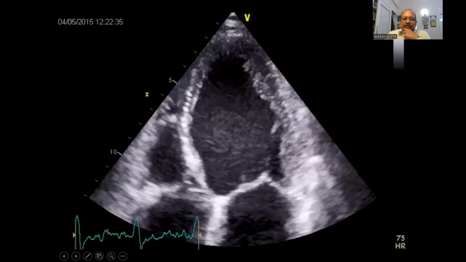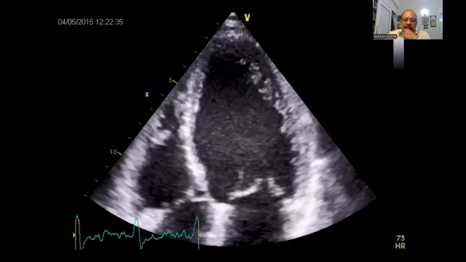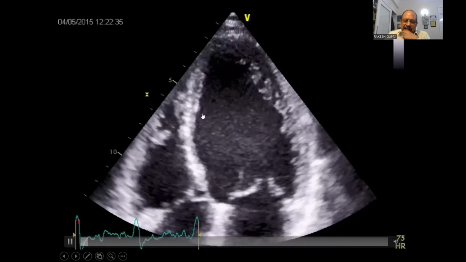Now look at this segment very carefully. It will keep on playing again and again. Till this part, this is mid, this is basal, septum. It is hyperechoic. Look at this apical septum, apical lateral wall, then mid lateral wall and basal lateral wall.